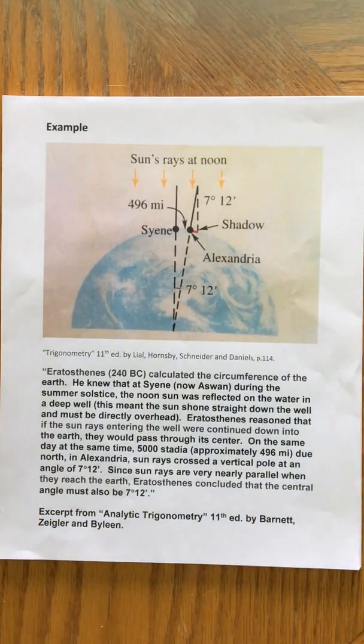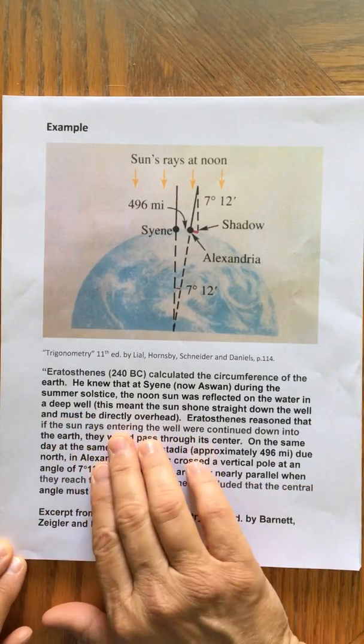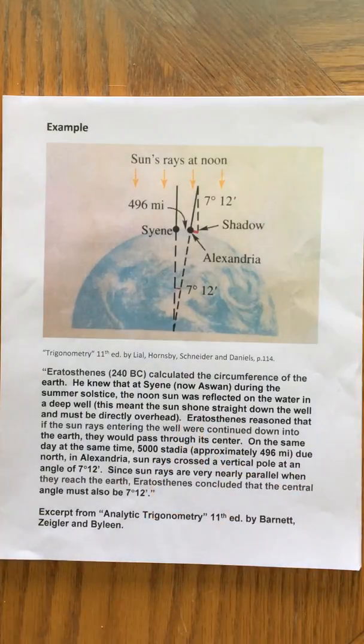So we have here Eratosthenes, way back when, 240 BC, was able to calculate the circumference of the earth, which I find amazing. These guys had nothing but sticks pretty much, and they managed to do all this. So he knew at Syene, which is now called Aswan, during the summer solstice, the noon sun was reflected on the water in a deep well. What that means is there was no shadow in the well. The entire circle of water reflected back, so they knew that the sun was directly overhead. Because if there had been any bit of shadow, then the sun wasn't directly overhead.